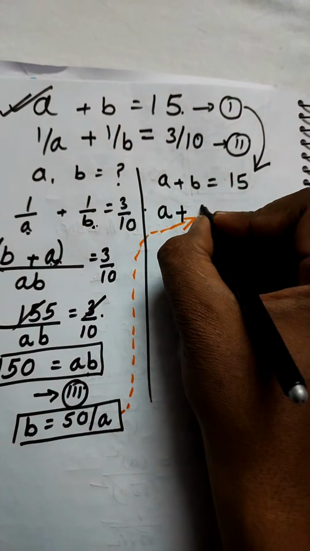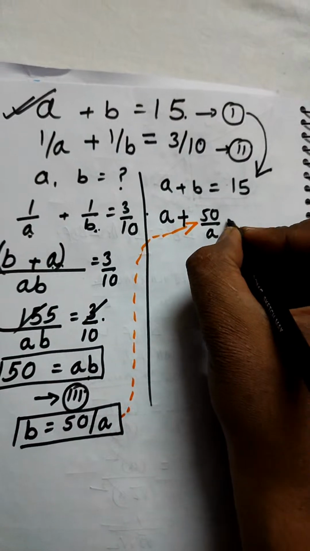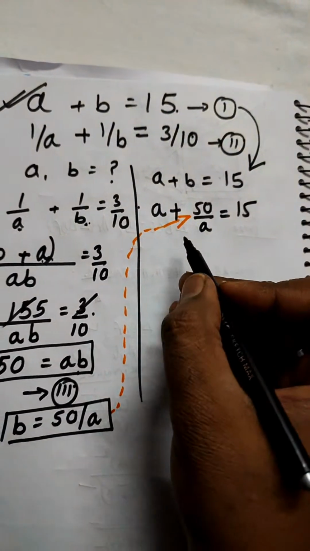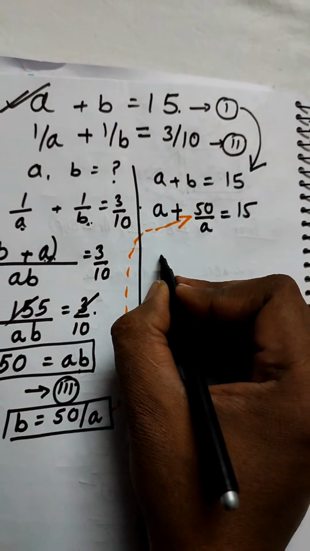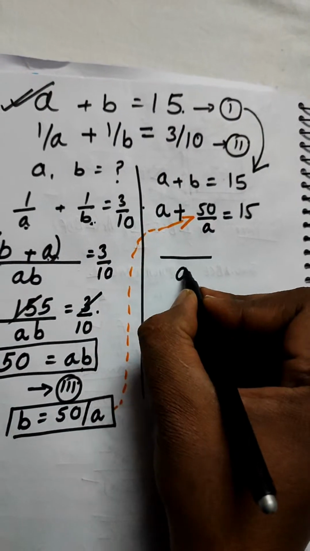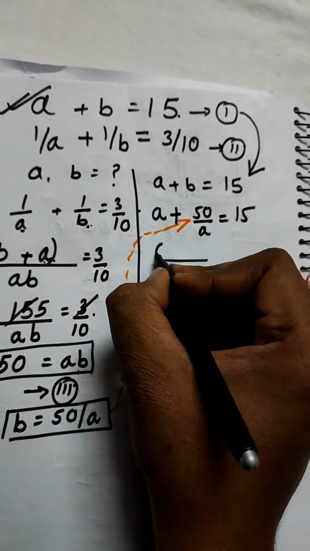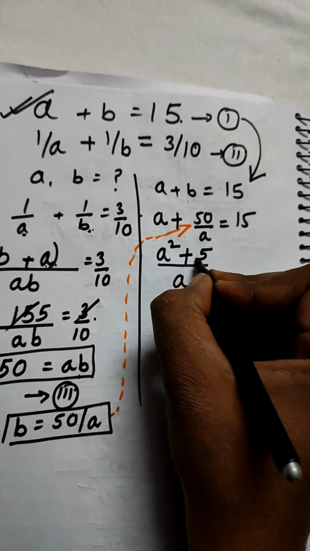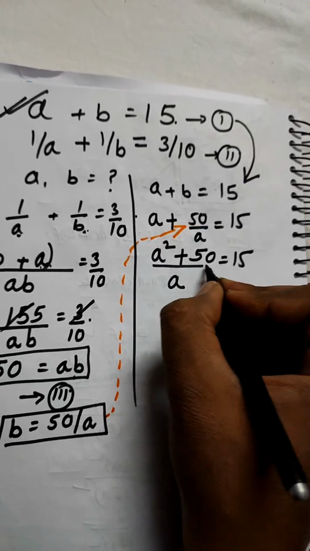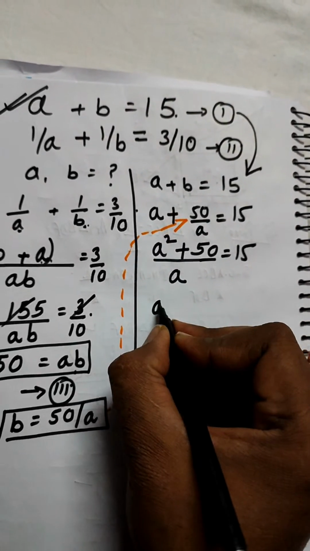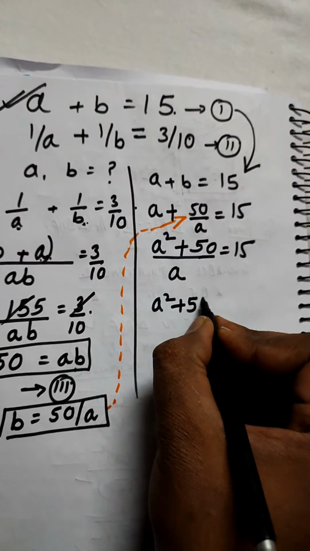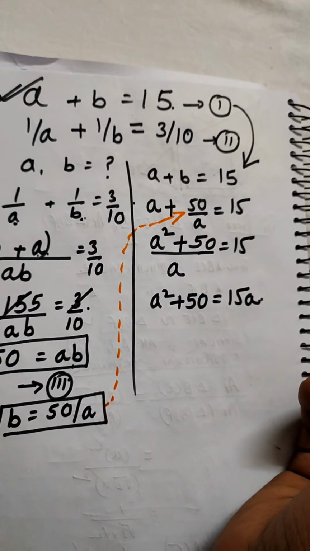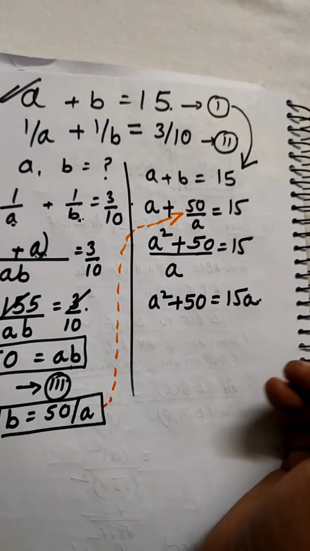So 50 by A will be there in place of B and here 15, right? Taking the LCM A, you will be having A square plus 50 equal to 15. So A square plus 50 will give you 15A, right? Isn't it?